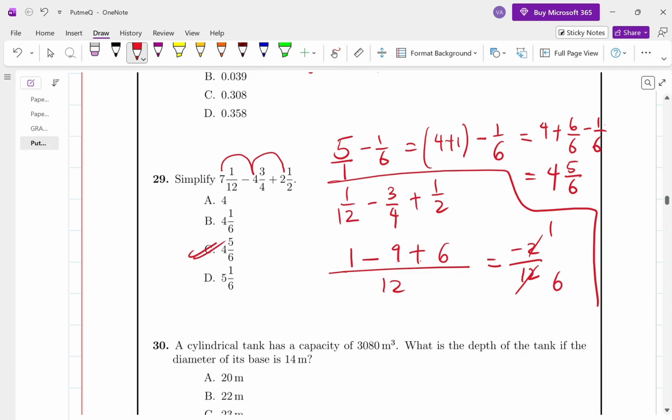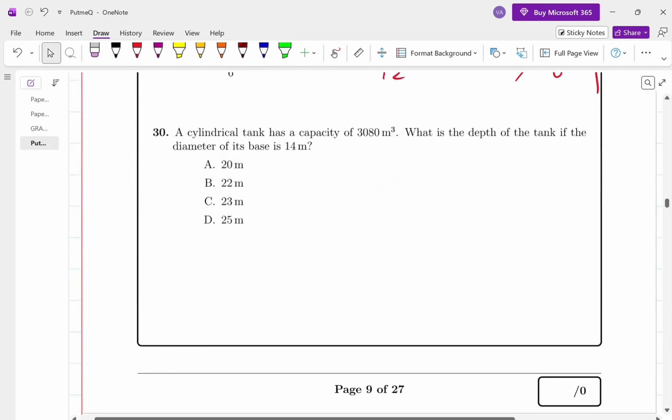That's the answer. Question 30. A cylindrical tank has a capacity of this. What is the depth of the tank if the diameter of its base is 14 centimeters? So first thing, I want to get the radius. I like working with radius. So radius is diameter over 2. So I have to divide the 14 by 2. The volume of a cylinder, because when you see capacity it is the same as volume. So volume is pi r squared h.